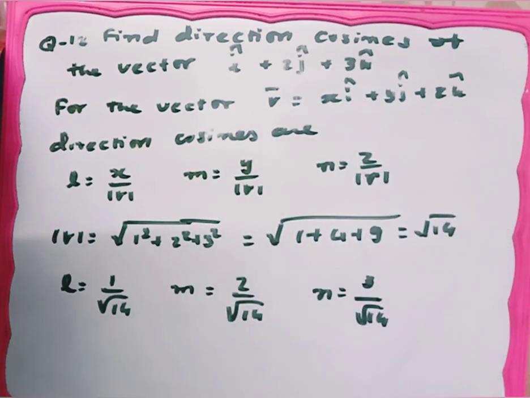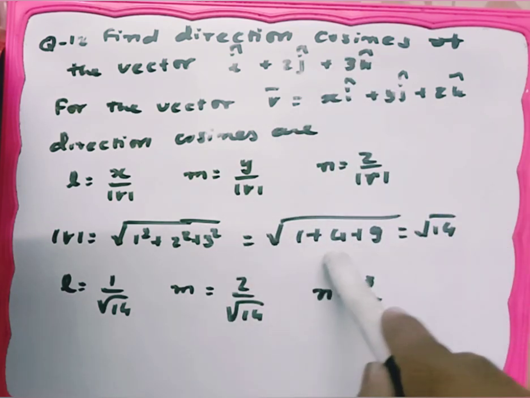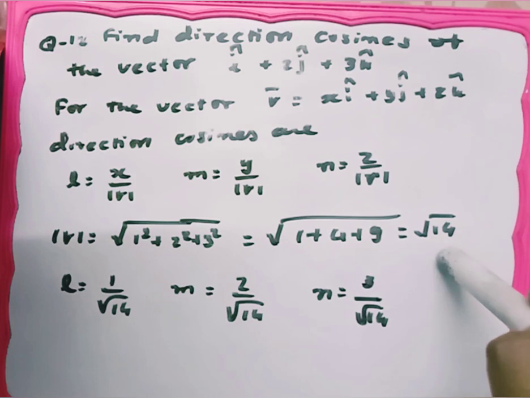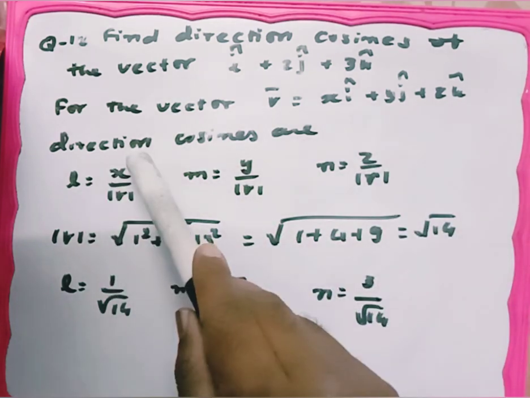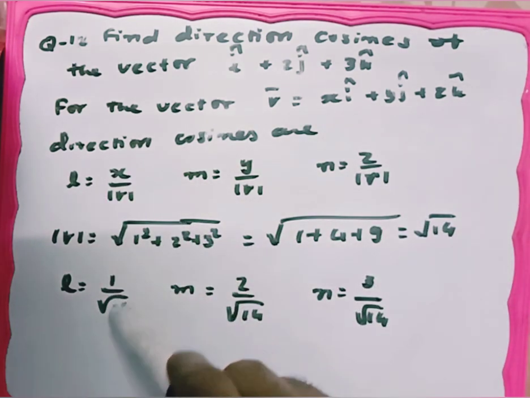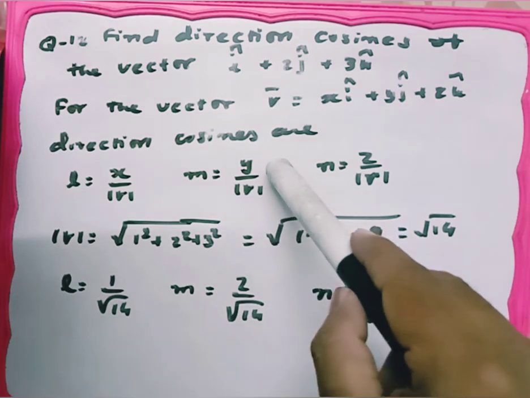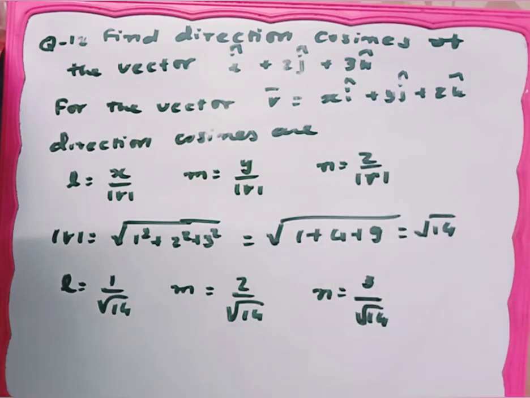So magnitude r we take out, then under root 1 square plus 2 square plus 3 square for the given vector, and so it is 1 plus 4 plus 9, so root 14. And so l value will be 1 upon root 14, m value 2 upon root 14, and n value will be 3 upon root 14.